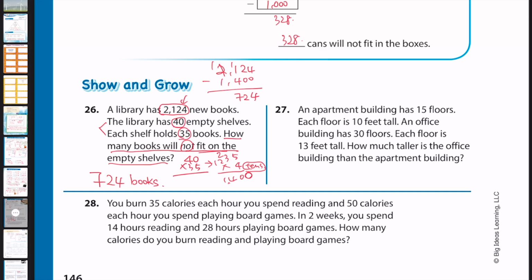Number 27. An apartment building has 15 floors. Each floor is 10 feet tall. An office building has 30 floors. Each floor is 13 feet tall. How much taller is the office building than the apartment building? So, how much taller? You're going to add or you're going to subtract? Yes, subtraction, difference. Okay, you need to find out the difference.